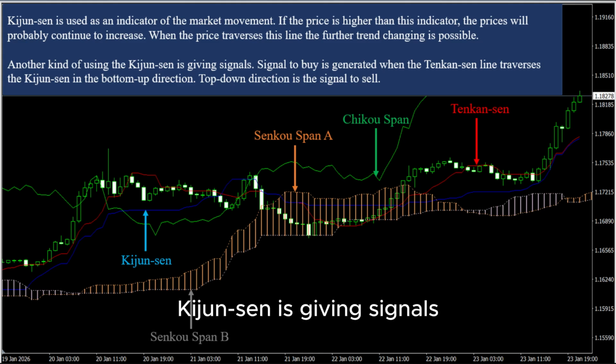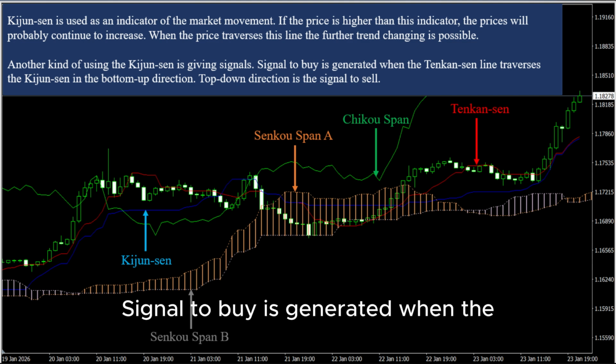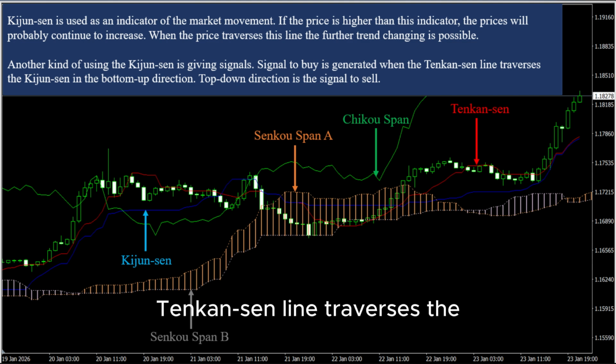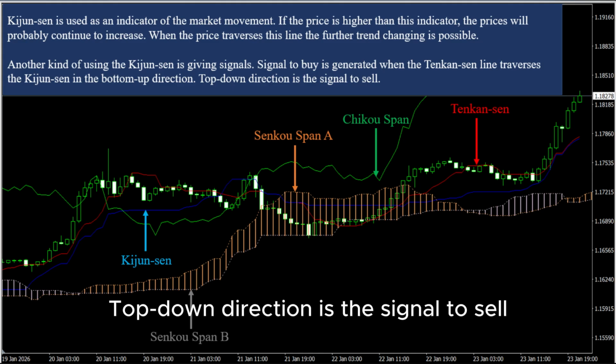Another kind of using the Kijun-sen is giving signals. Signal to buy is generated when the Tenkan-sen line traverses the Kijun-sen in the bottom-up direction. Top-down direction is the signal to sell.